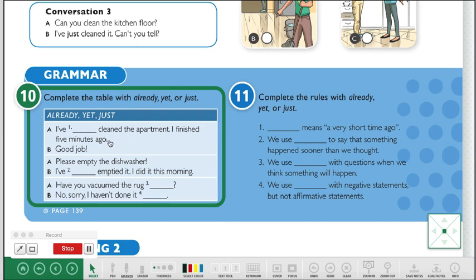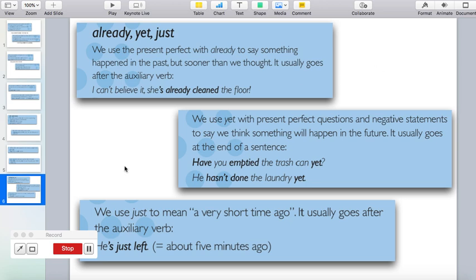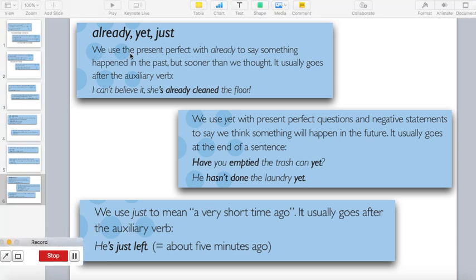The grammar this time is about the words already, yet, and just. Those words are really easy to use. So let's go to the notes. Here we have: we use the present perfect with already to say something happened in the past, but sooner than we thought, okay? It usually goes after the auxiliary verb. That is an important thing to mention. Like with the word never, already is used after the auxiliary have, okay?